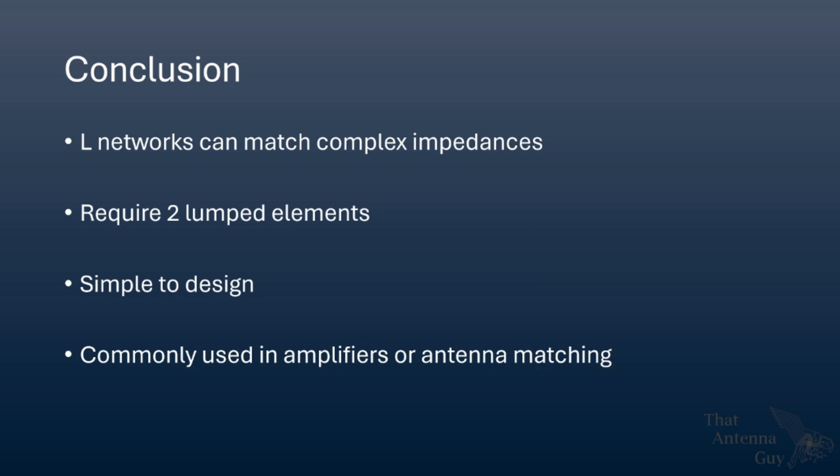To wrap everything up, we've seen that L networks can match complex impedances to our characteristic impedance. They only require two elements, which makes them a simple and often compact design, and they're commonly used throughout industry in design with amplifiers or antenna matching.